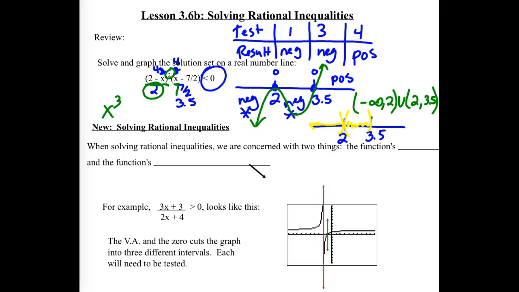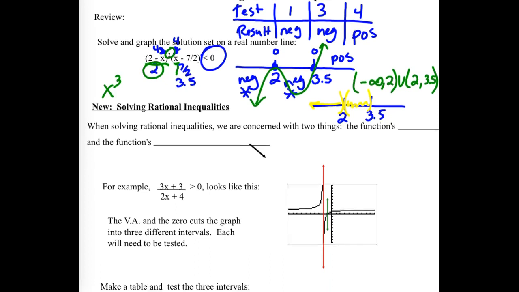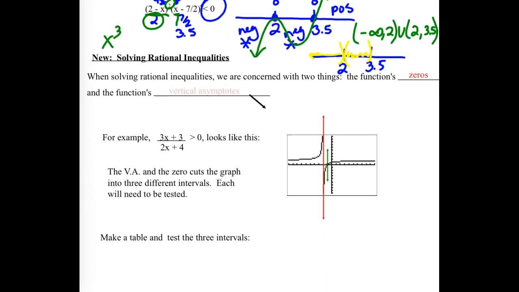Today we're focusing on rational inequalities. So we're going to have polynomials as numerators and denominators. We are still looking for those key points, but instead of just having zeros, we now have to worry about vertical asymptotes as well. Okay, so we're going to look at this first example. We have 3x plus 3 being divided by 2x plus 4. We want it to be greater than 0. So strictly positive, we can't be at 0.